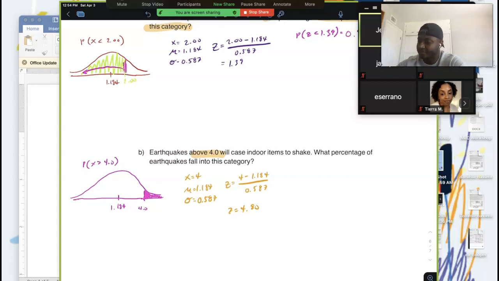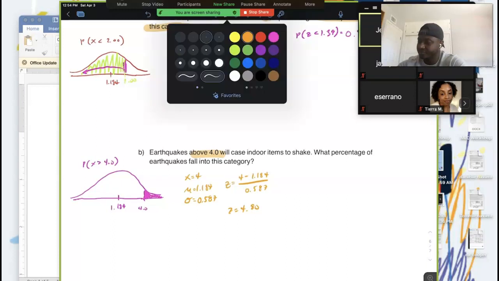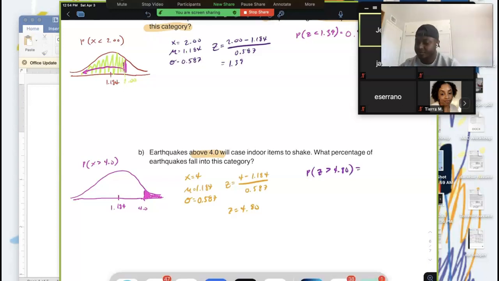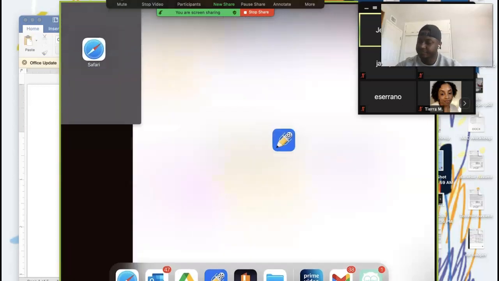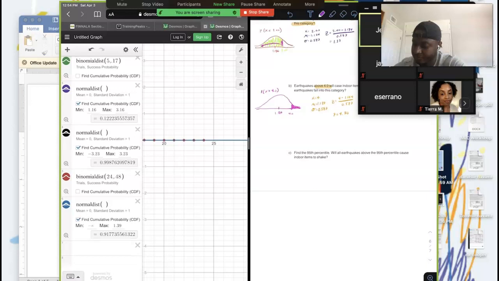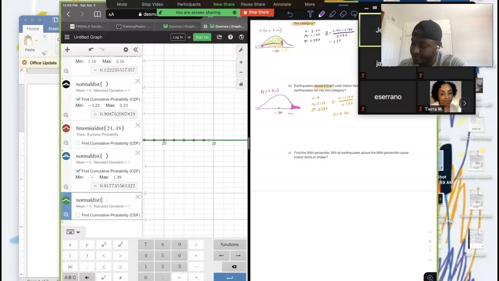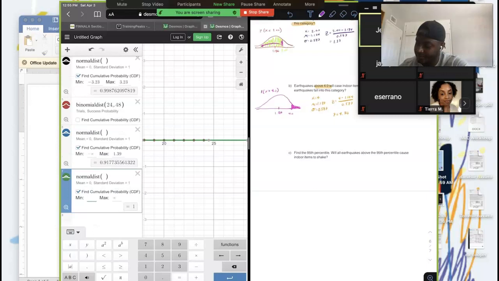Then same thing. So now we want to find the probability that Z is greater than, oh no, just greater than 4.80. So in Desmos again, functions, normal distribution, leave that. Now 4.80 is going to be your minimum.